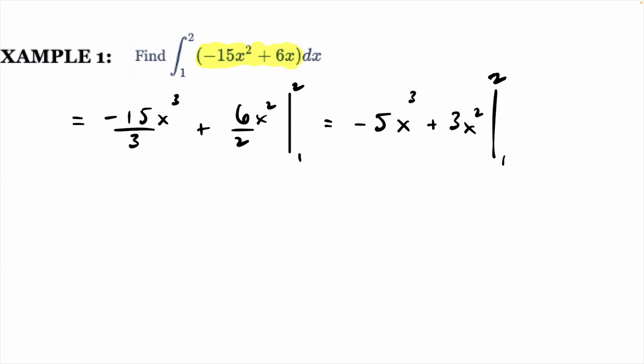That's step 1. We just did step 1. Step 2, plug in the upper bound. The upper bound is positive 2. So I'm going to plug it into the antiderivative. So it's going to look like this. So negative 5 parentheses cubed plus 3 parentheses squared.